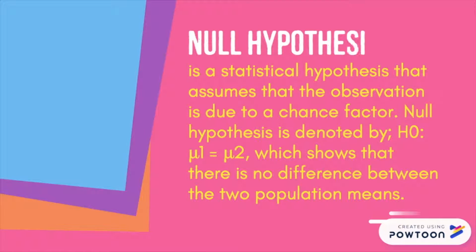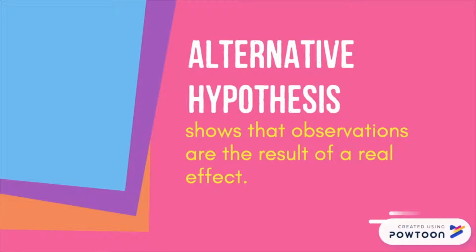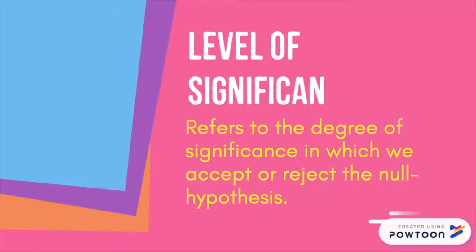Null hypothesis is a statistical hypothesis that assumes that the observation is due to a chance factor. Null hypothesis is denoted by H0, which shows that there is no difference between the two population means. Alternative hypothesis shows that observations are the result of a real effect. Level of significance refers to the degree of significance at which we accept or reject the null hypothesis.